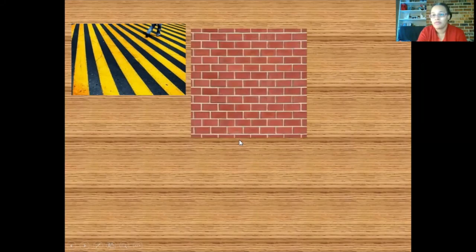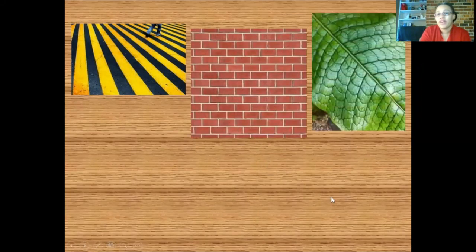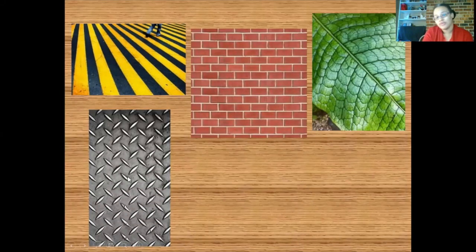Ooh, a brick wall. Kind of like the brick wall that I have. This one's red. Ooh, what's this? It's shiny, green. There's lots of different patterns all over. Could it be a leaf? Yes, look at the patterns on this leaf. On this side and that side. Ooh, look at these. What do you notice? Some of the lines are going this way. Some of them are going this way. But it repeats all over the picture.